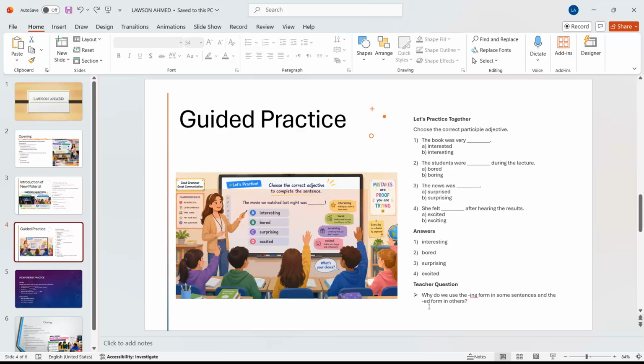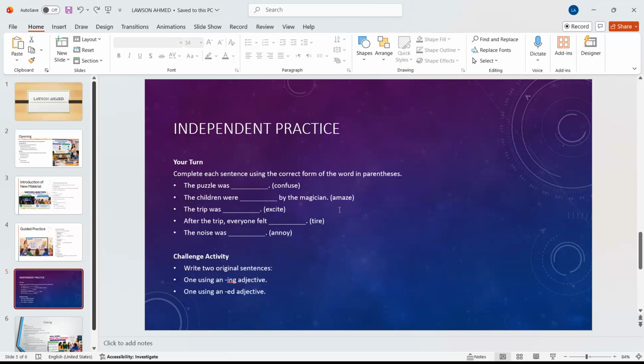Yes. So my question to you is, why do we use the ing form in some sentences and the ed form in others? Is anyone? Yeah. So we use ing in situations where there's something that causes a feeling, and ed where someone, a thing, a situation, or a person experiences a feeling. All right. So this is your independent practice, everyone.